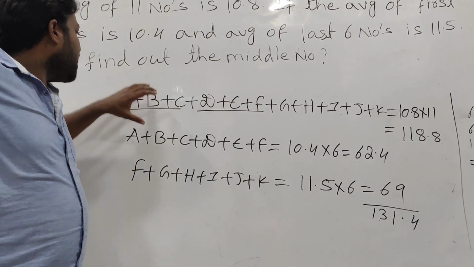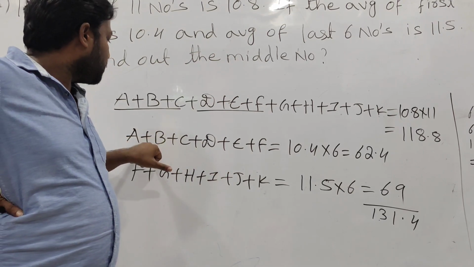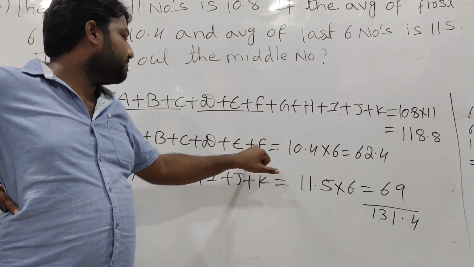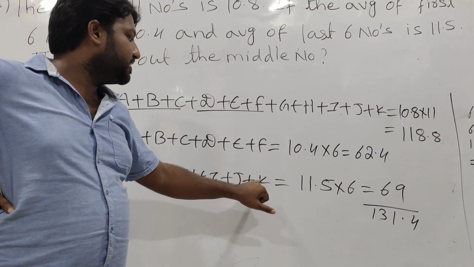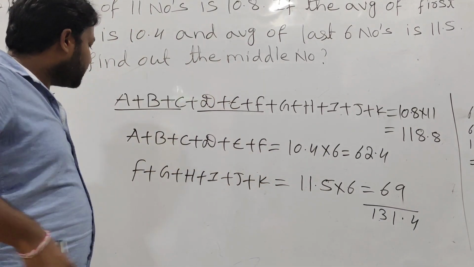Now what I will do is, I will subtract these numbers from these numbers. So what is there? A plus B plus C plus D plus E plus F plus G plus H plus I plus J plus K, counted twice for F, is nothing but 131.4. From this I will subtract these numbers. So what will get subtracted?